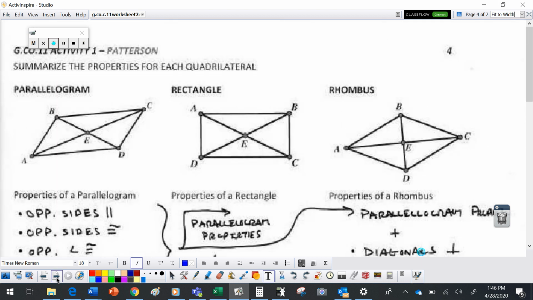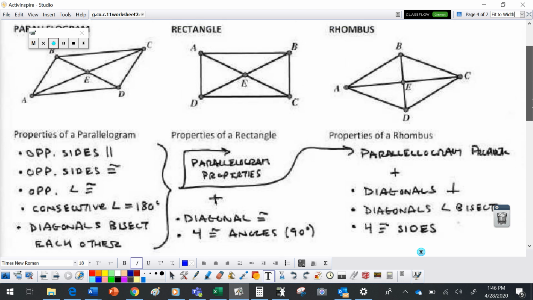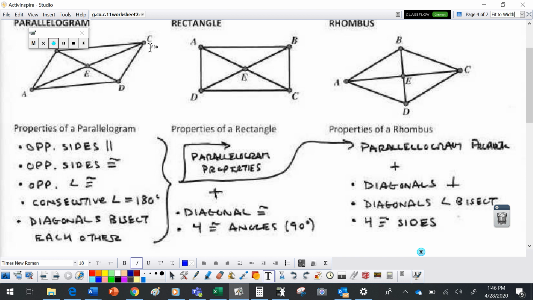But here's the short version, right here. If you know a shape is a parallelogram, by definition, a parallelogram is a quadrilateral with opposite sides parallel. Now, if you have that, you also end up with opposite sides congruent, opposite angles congruent. Consecutive angles sum to 180 degrees, which means they're supplementary, and we end up with the diagonals bisecting one another.